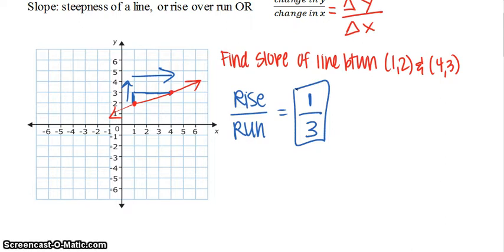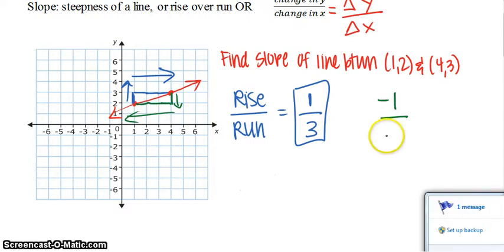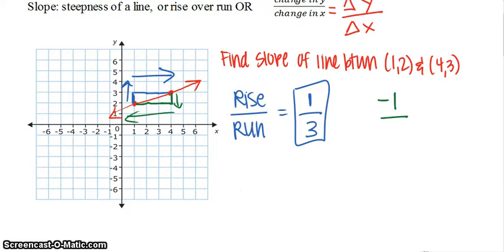Okay? You can also go back. If I start from this point to go to this point, I need to go down and then to the left. So how much am I going down? I'm going down 1, so that's a negative direction. So we could think of the rise as a negative 1. And then the run, we're going to go 1, 2, 3 to the left. So that's a negative 3. Negative 1 divided by negative 3 is the same as 1/3, so we get the same thing either way. It doesn't make a difference.